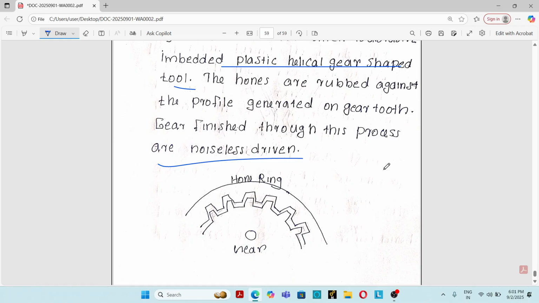So we have shaving, then gear rolling or burnishing, gear grinding, and gear lapping and honing process.